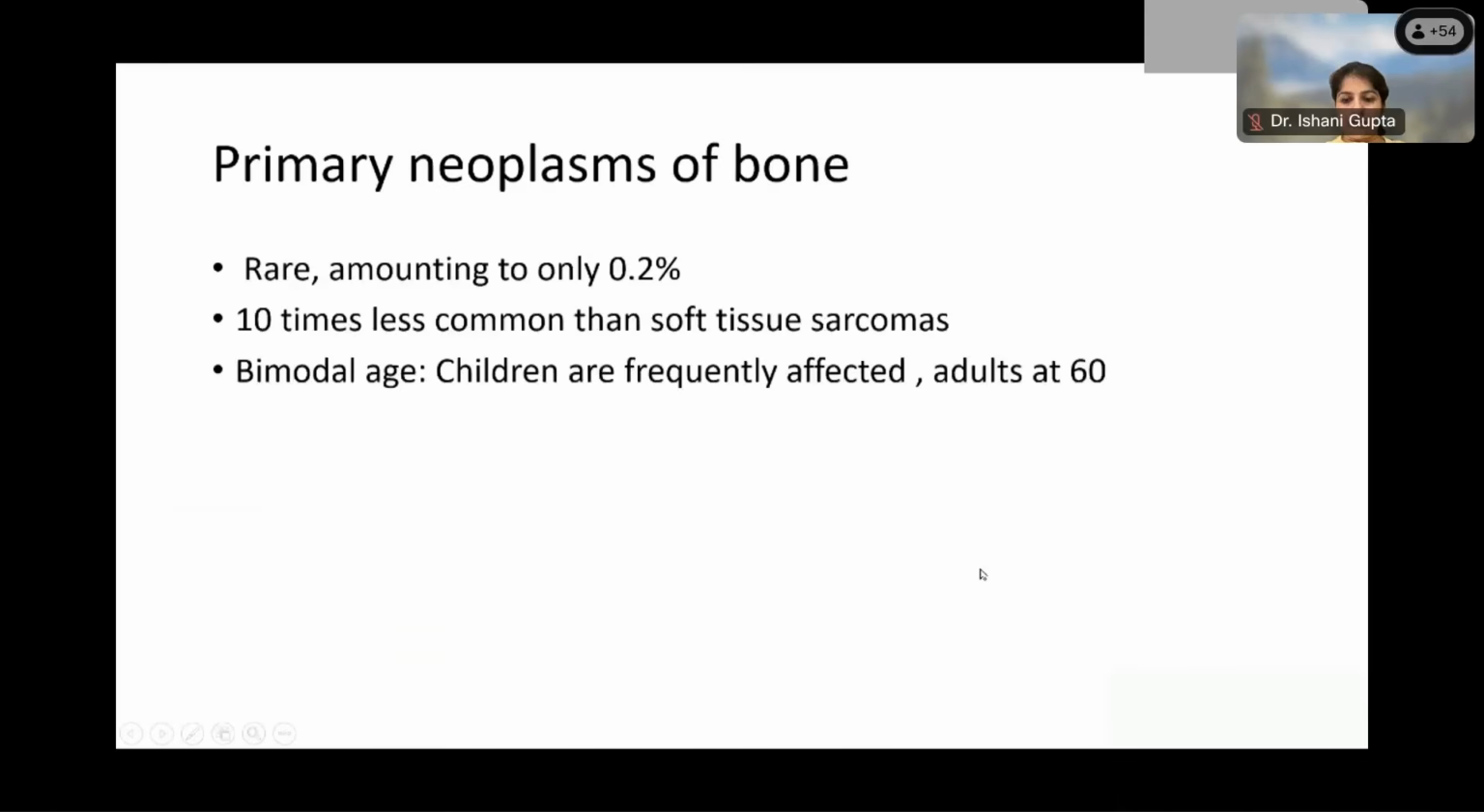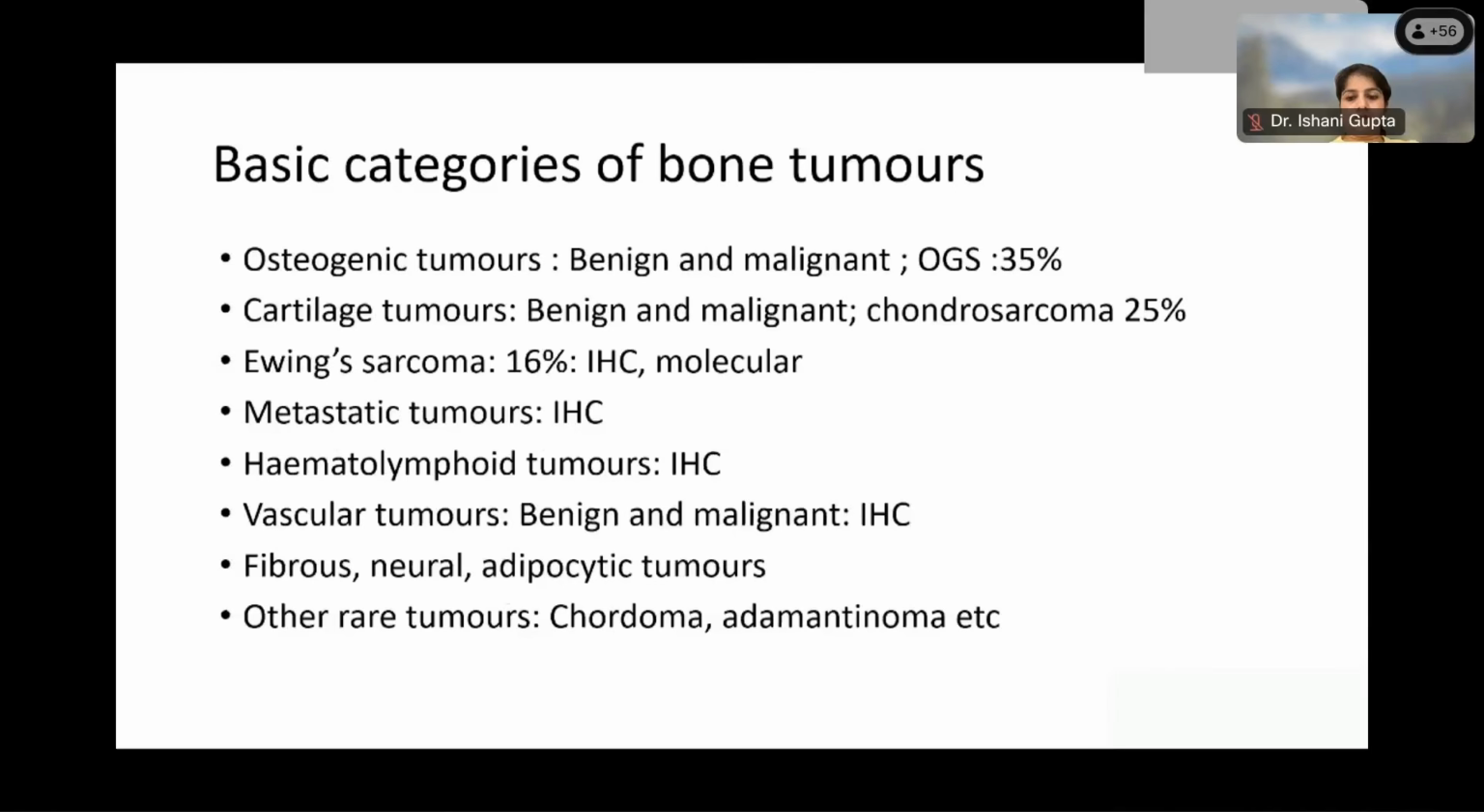Primary neoplasms of bone are actually rare. They amount to only 2.2% of all tumors. They are 10 times less common than the soft tissue sarcomas. They have a bimodal age presentation. Children are frequently affected, but they can also occur in adults at the age of 60.